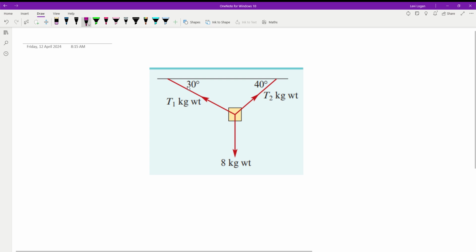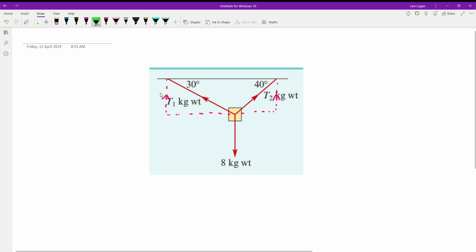So what we're going to do is find out the tension in this string here and this string here that's holding a particle of 8 kilos up, okay? Now, you can see from the diagram that the particle is in equilibrium, so it's not moving up or down or swaying left or right. The reason for this is that the components of the tension vector of each of them are counteracting each other, okay?